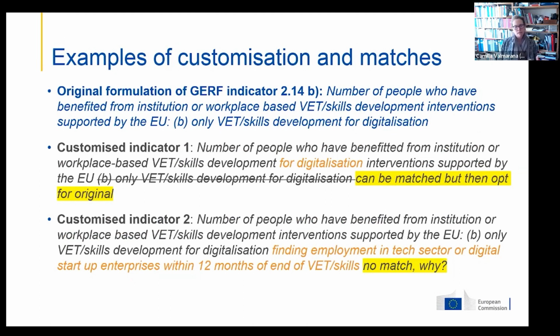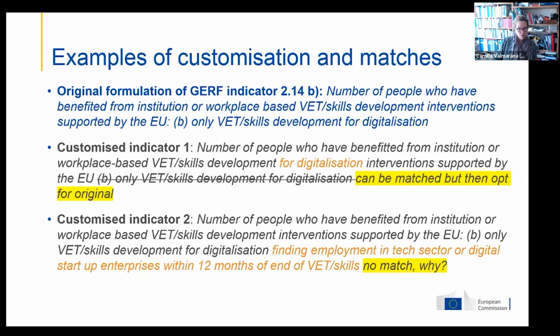We have two potential customized indicators. The first one is number of people who have benefited from institution or workplace VET skills development for digitalization interventions supported by the EU. What is the difference? Basically, that we included the word digitalization. We brought it in the middle of the indicator rather than at the end. So it's a slightly different way of phrasing the indicator. It can still be matched, of course. It should be matched.